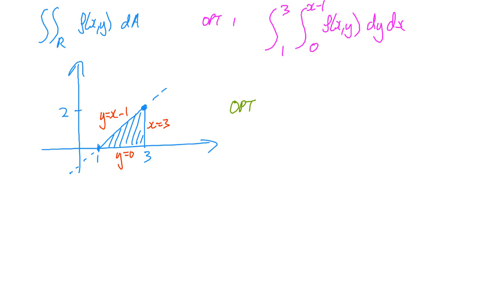Option 2 would be instead to do dx dy. Now this will be associated with horizontal strips, because the first thing that's happening is x is changing from further left to further right.